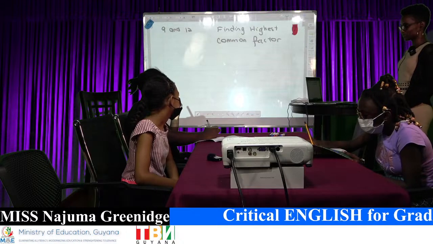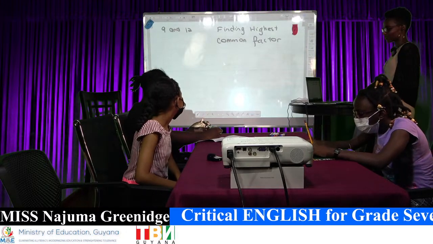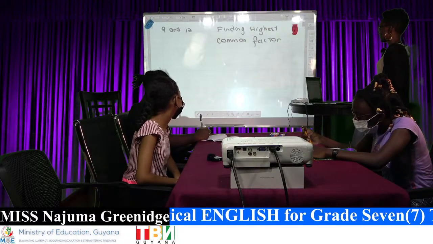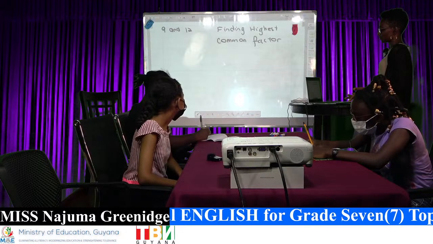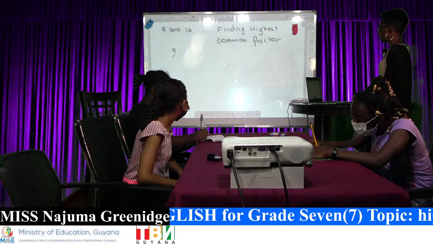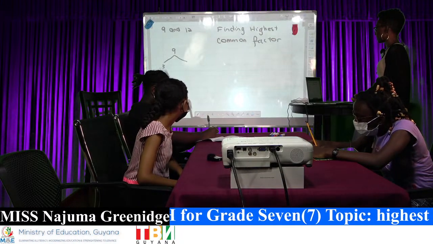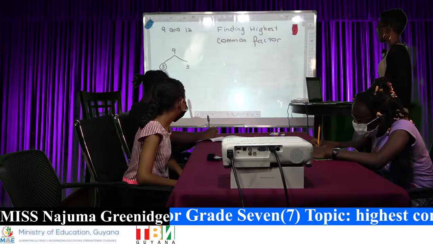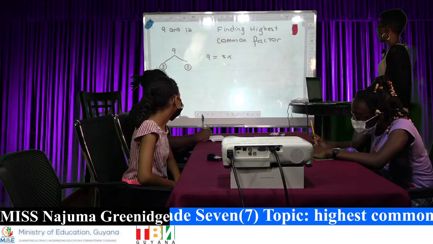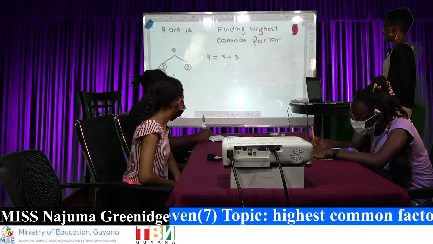Zaria, what are you thinking? You want to start out with 9? All right, so let's start with 9 first. 9, right? So 9 can be broken down by which two numbers? 3, great, as well as 3. So 9 equals 3 times 3. Okay? 12 next. Let's try 12.